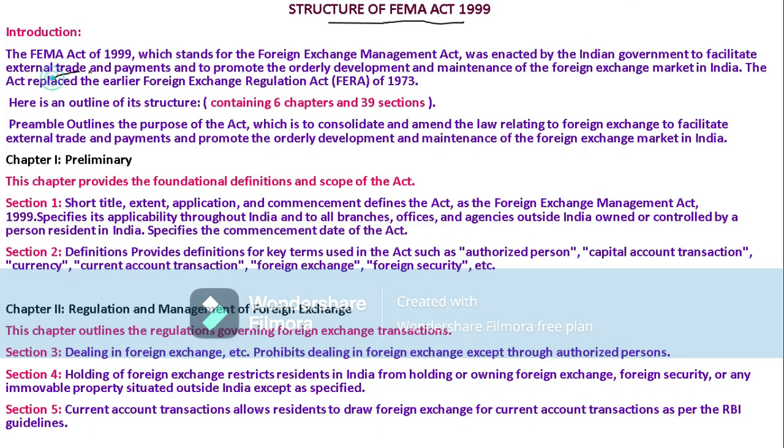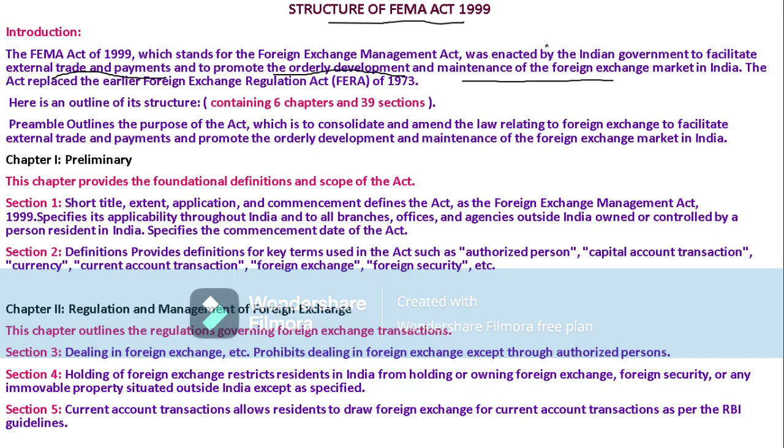External trade and payments is nothing but imports and exports. And at the same time, to promote the orderly development and maintenance of foreign exchange. Orderly development means orders will be received. From where can these orders be received? From the RBI. The RBI frames the policies, rules and regulations, restrictions, everything regarding this act. So according to the RBI orders, the development of the act can be seen. And maintenance of the foreign exchange market means the main purpose of the FEMA Act is to maintain the foreign exchange reserves.